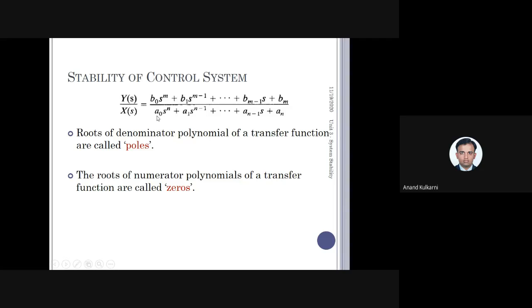So you see here, there are n poles and m zeros, because there are m terms in the numerator and n terms in the denominator. So there can be m values of s which make the transfer function 0, whereas there are n values of s which make the transfer function infinity. Suppose if I put a naught equal to 0, the whole thing becomes 0, like that.